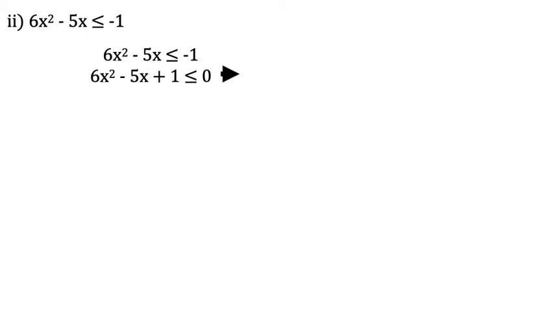Question 2. 6x squared minus 5x is less than or equal to minus 1. If we take the minus 1 from the 6x squared minus 5x less than or equal to minus 1 and put it to the other side, we get 6x squared minus 5x plus 1 is less than or equal to 0. With this, we have something that looks similar to a quadratic equation.